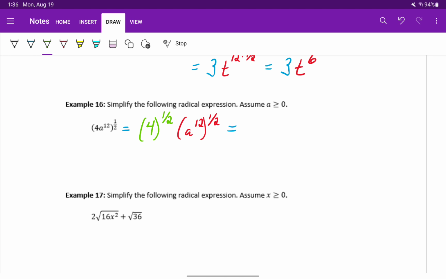If it's helpful to see it, we can rewrite 4 to the 1/2 power as the square root of 4, which will just be 2. And then we can use the power-to-power rule to rewrite the second factor as a to the 12th times the 1/2 power, which will give us 2 times a to, again, the 6th power.